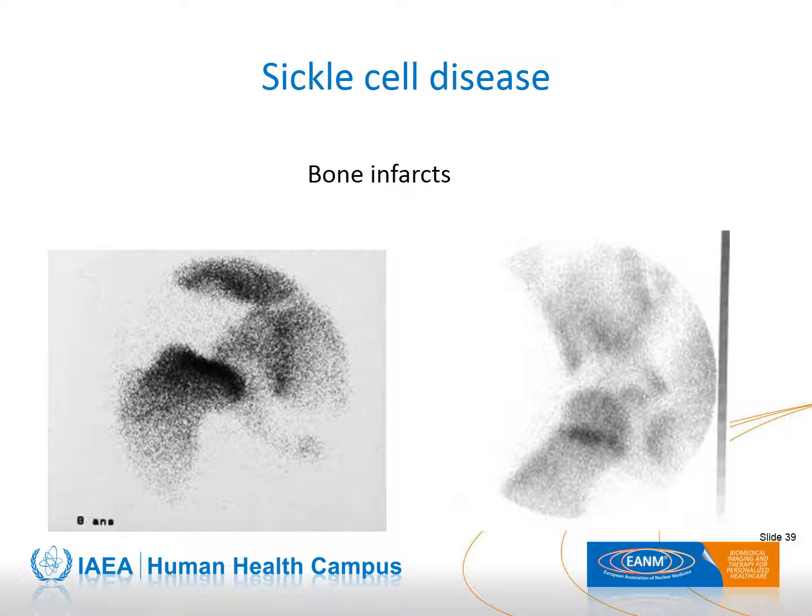In sickle cell disease, bone infarcts can occur on the femoral head and also on the pelvic bone, as seen on the right-hand view.